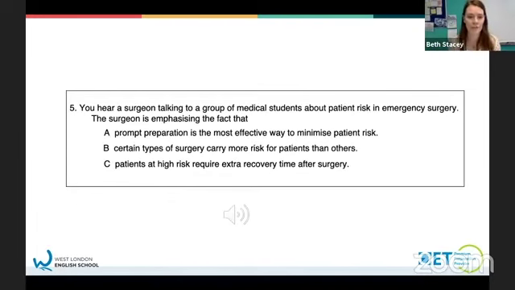Question 5. You hear a surgeon talking to a group of medical students about patient risk in emergency surgery. Now read the question.